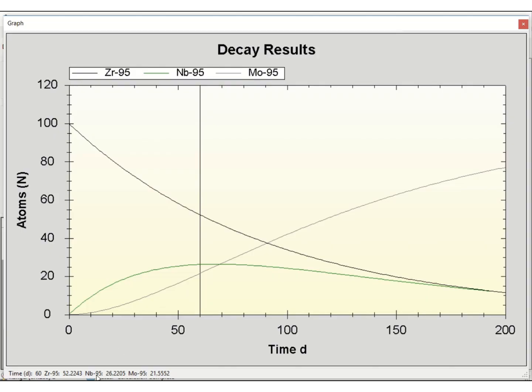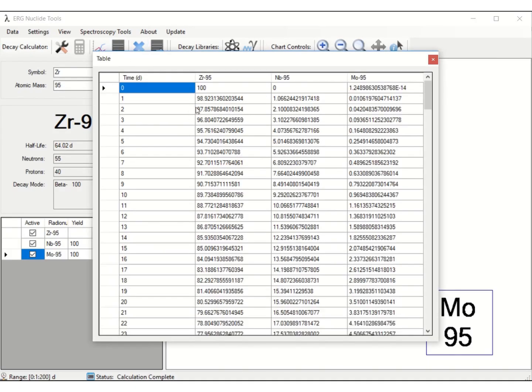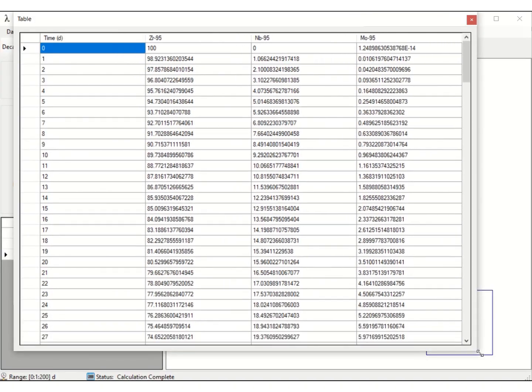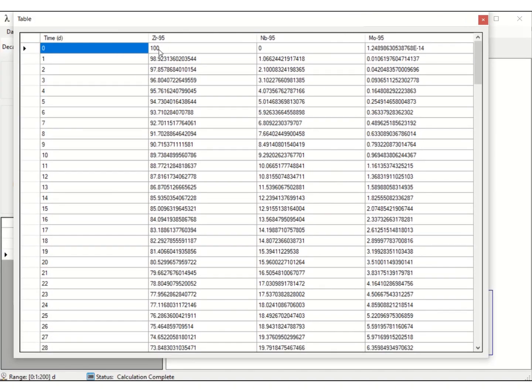I can see where the niobium kind of reaches a maximum, then where it starts going down, and I can quantify that. Just like the other program, I can evaluate the data. So here's an example of the amount of atoms as a function of time.